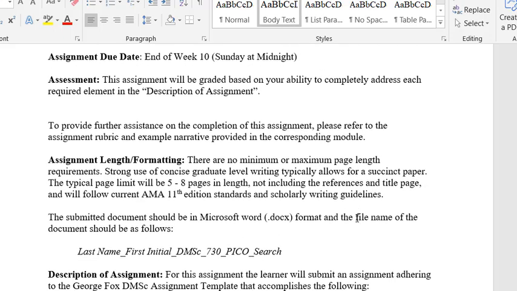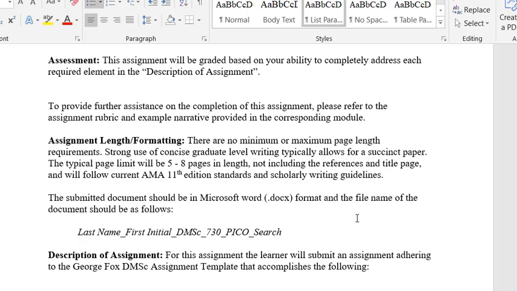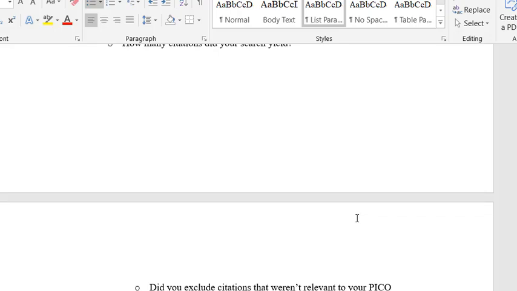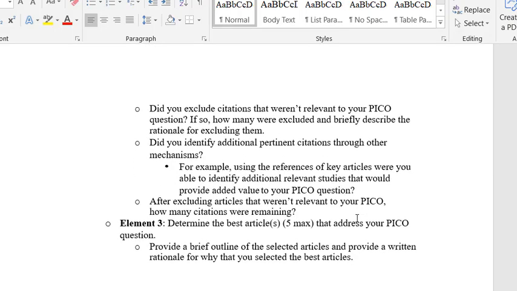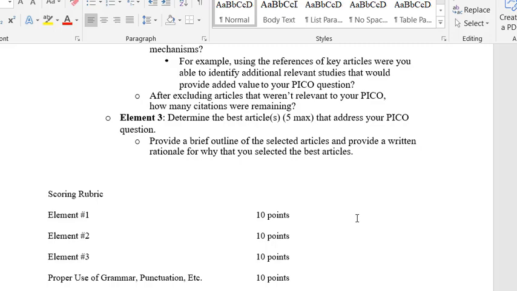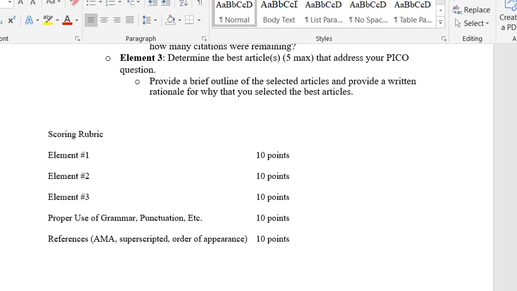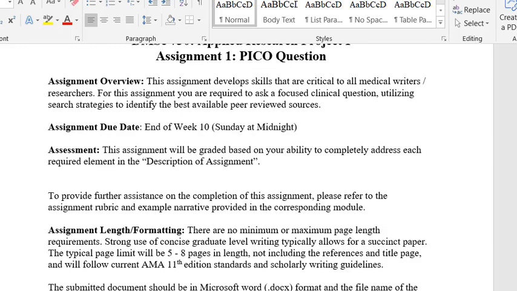And so I'll have you read through this. It's easier to read through it on your own. The scoring rubric is going to be down here at the bottom, the things that we are looking for. So what is it you are doing? You are going to be creating a focused clinical question, utilizing search strategies to identify the best available peer-reviewed sources.